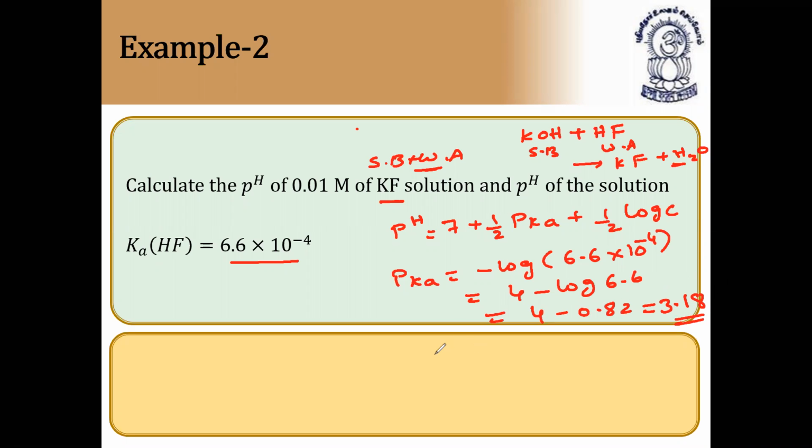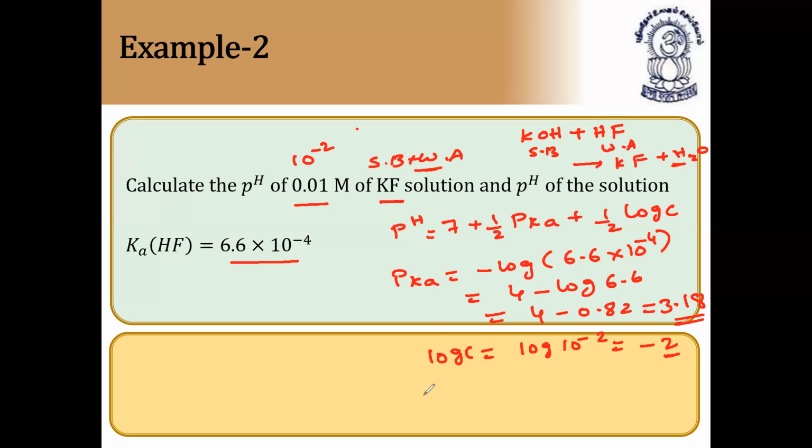Similarly, log C. What is log C? 0.01 can be taken as 10 to the power of minus 2, because you can take it as 1 by 100. So log C is equal to log of 10 to the power of minus 2, which is equal to minus 2, because log of 10 to the base 10 is 1. So it is equal to minus 2.